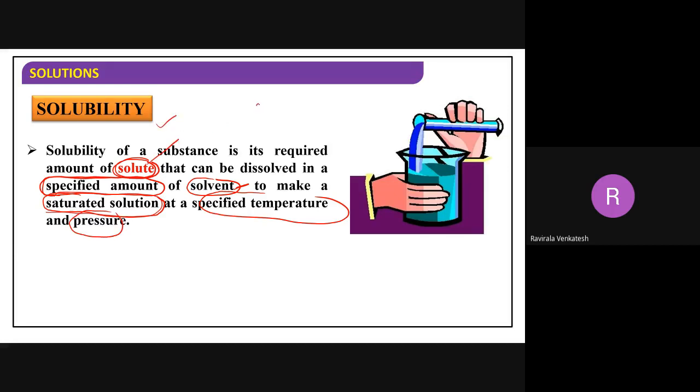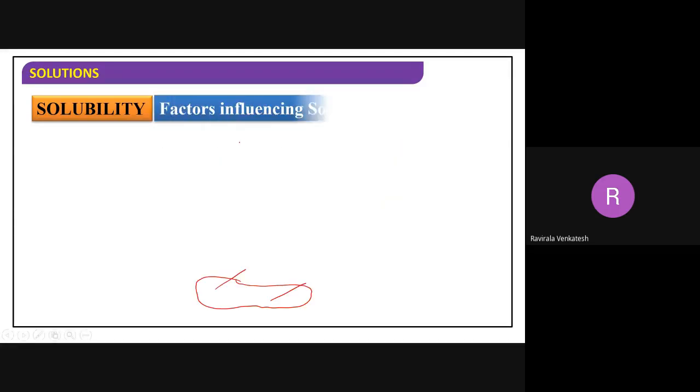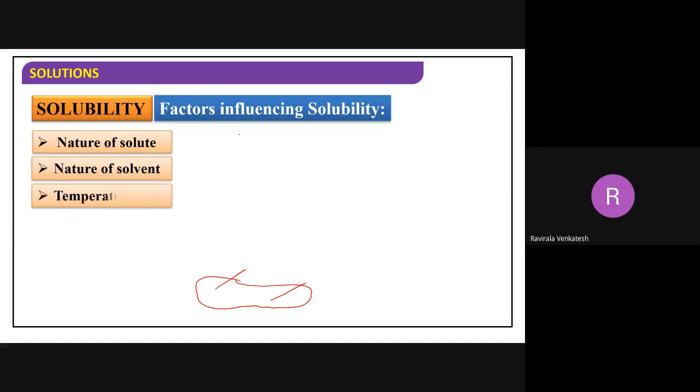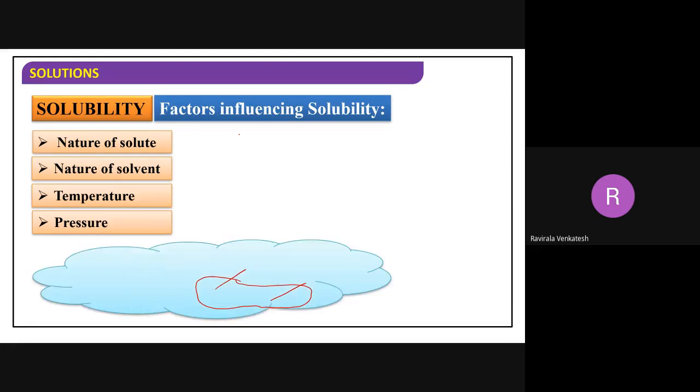For example, I am adding 2 grams of NaCl to 100 ml of solution at 298 Kelvin and 1 atm pressure. Now, the solubility I am taking as 2 here. So, in this way, we can make the definition. Now, what are the factors which are influencing the solubility? The factors are nature of the solute, nature of the solvent, temperature, and pressure. So, these are the 4 factors we need to discuss now.